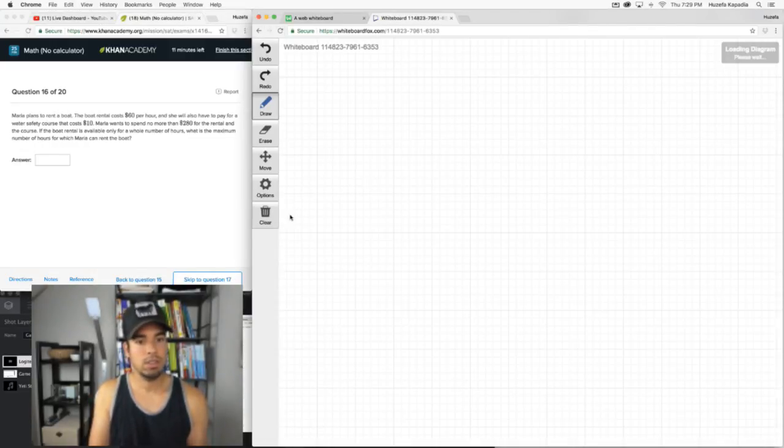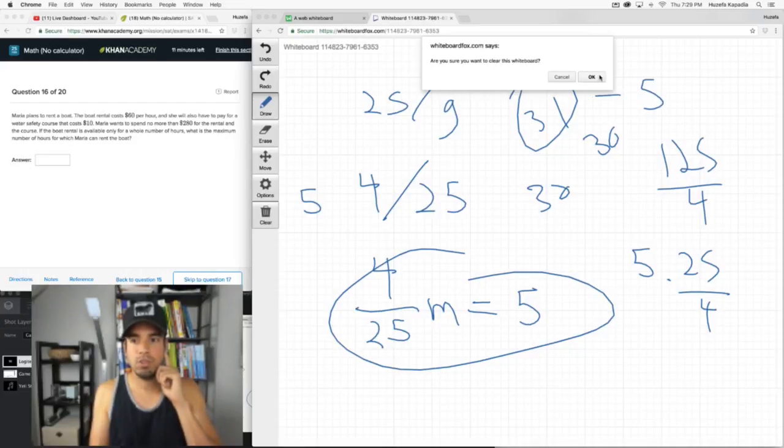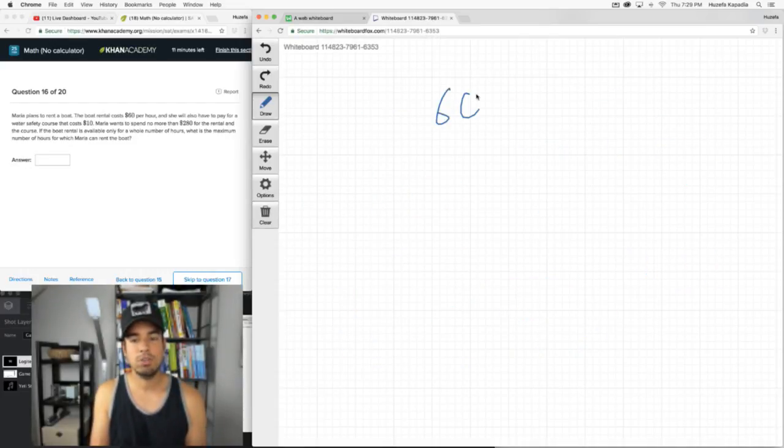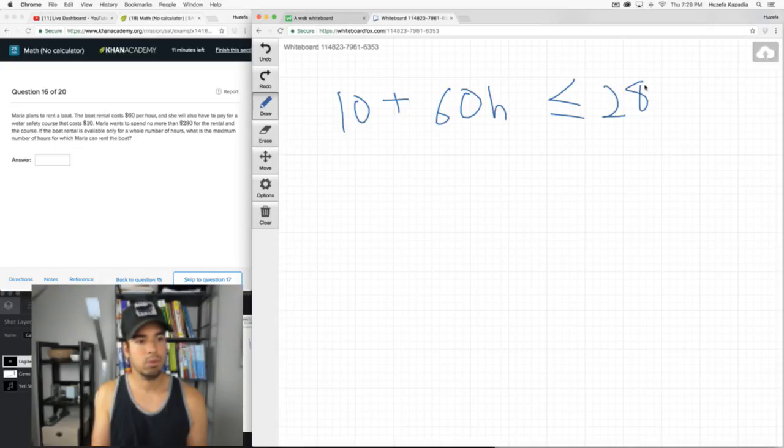Okay, now let's go on to this guy. It says Maria plans to rent a boat. The boat costs $60 per hour, right? And she also has to pay for a water safety course that costs $10. That's a fixed cost. And she wants to spend no more than $280 for the rental. If the boat rental is only available for a whole number of hours, it's got to be a whole number. What is the maximum hours she could rent?